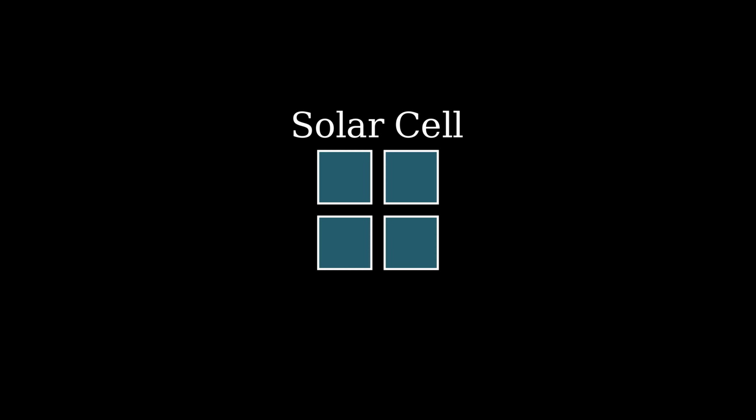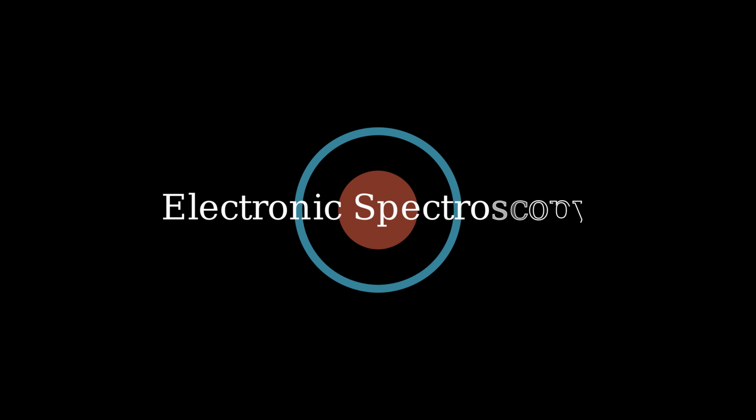What does a solar cell and a glow-in-the-dark ball have in common? In this video, we will be exploring electronic spectroscopy and photophysics, which is the science of how electrons contained in molecules and atoms make transitions by absorbing or emitting light.